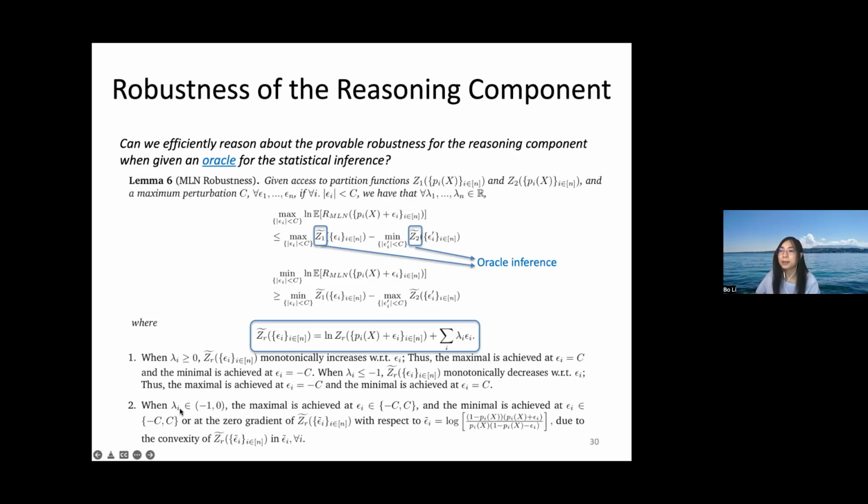So that's very nice. But if the lambda is between -1 and 0, we can prove this oracle is always convex. So we can always achieve the max and mean at a point and use first order optimization to get it. So with this, we solve the problem with a certain oracle, and we break down the parameter space, and we can search over different parameter spaces and get the end-to-end certification for the sensing and reasoning pipeline. Great.